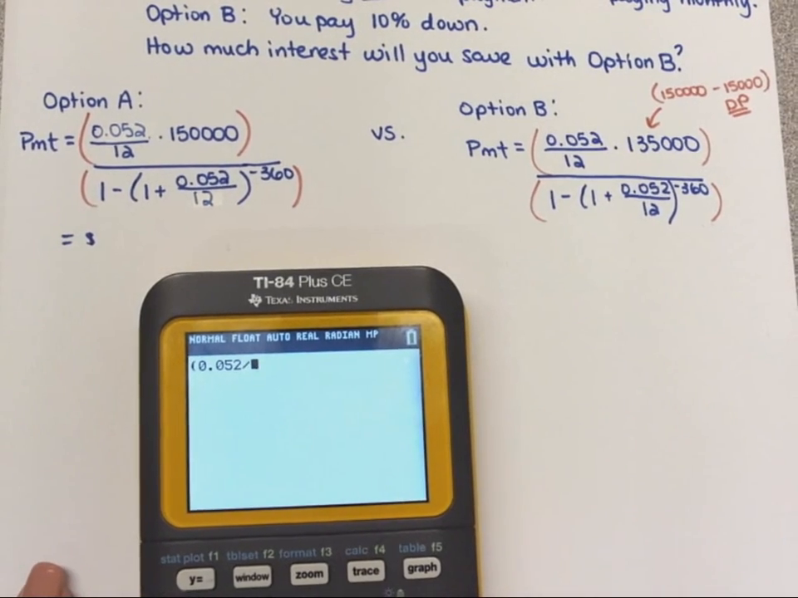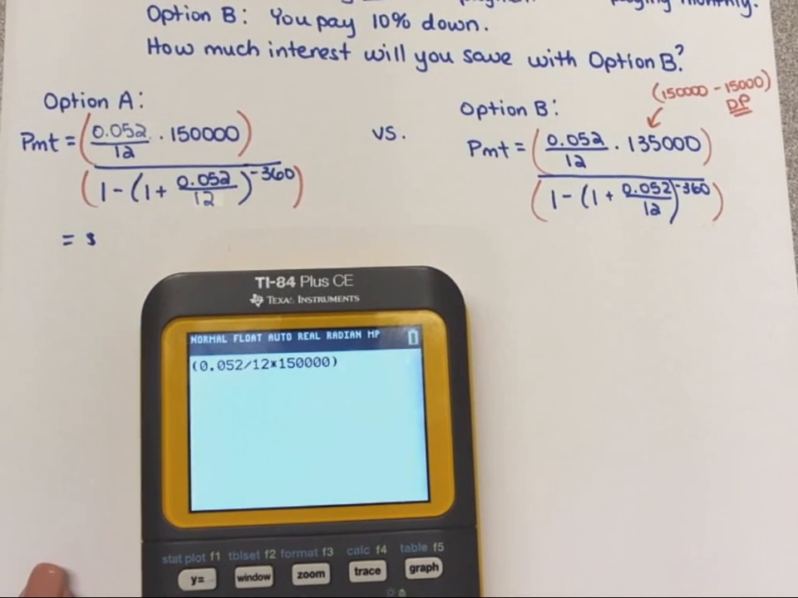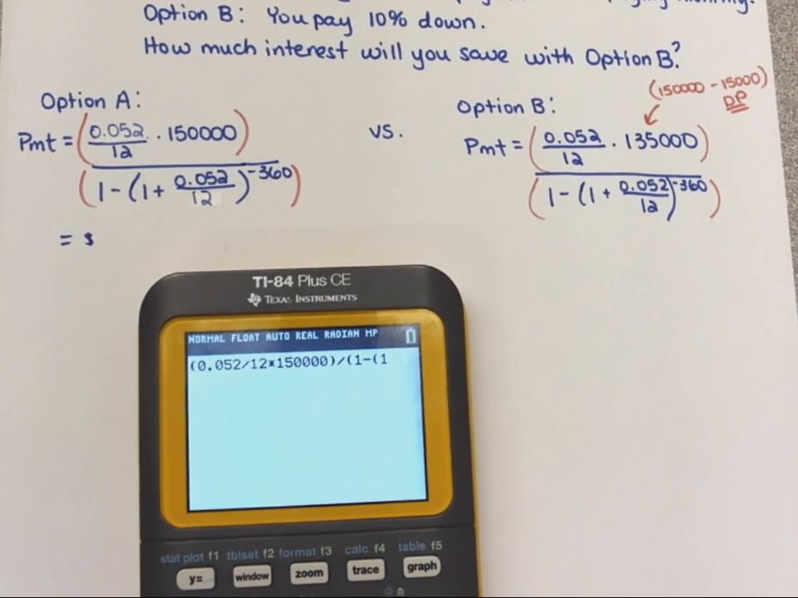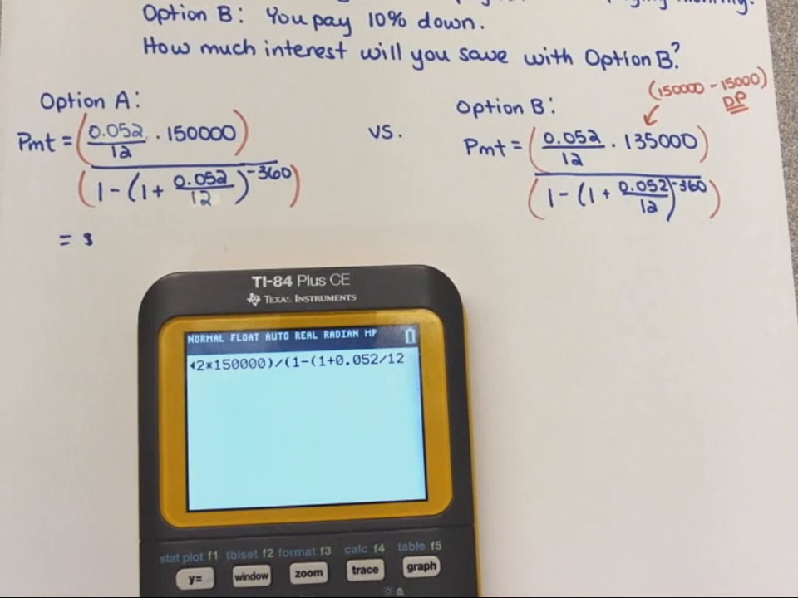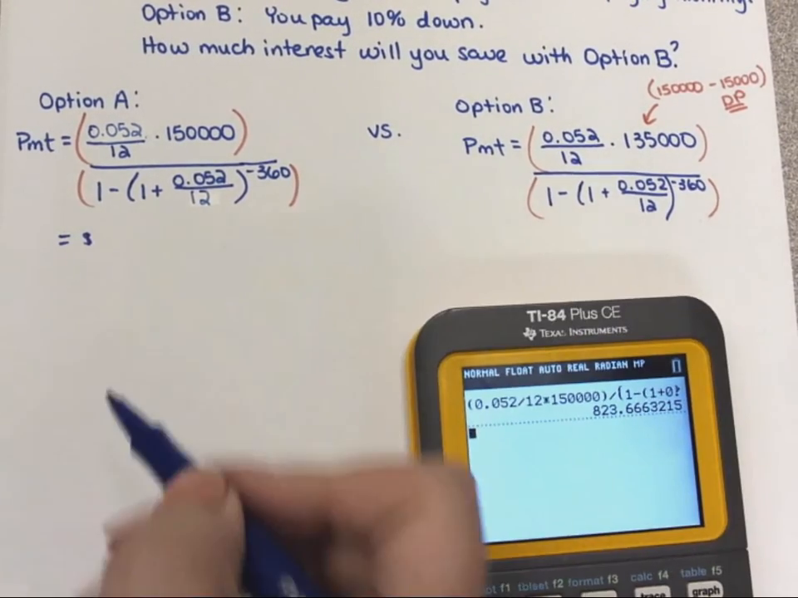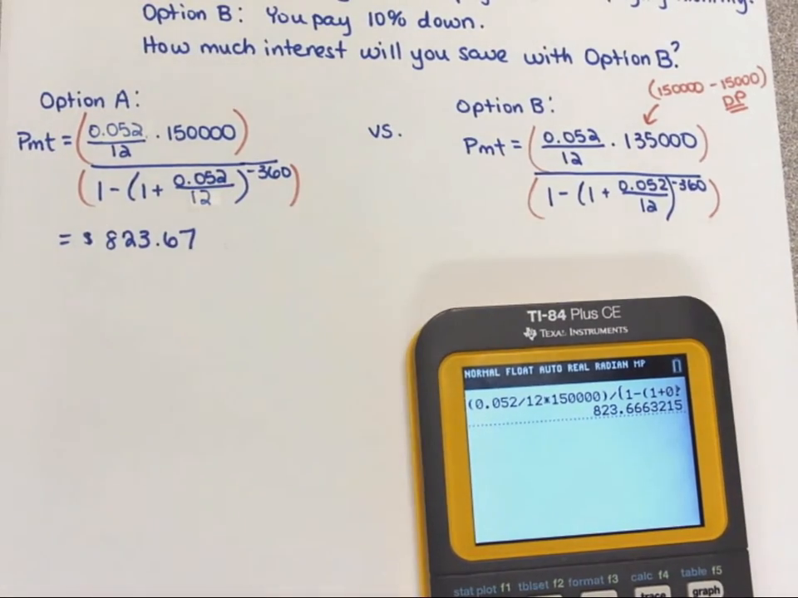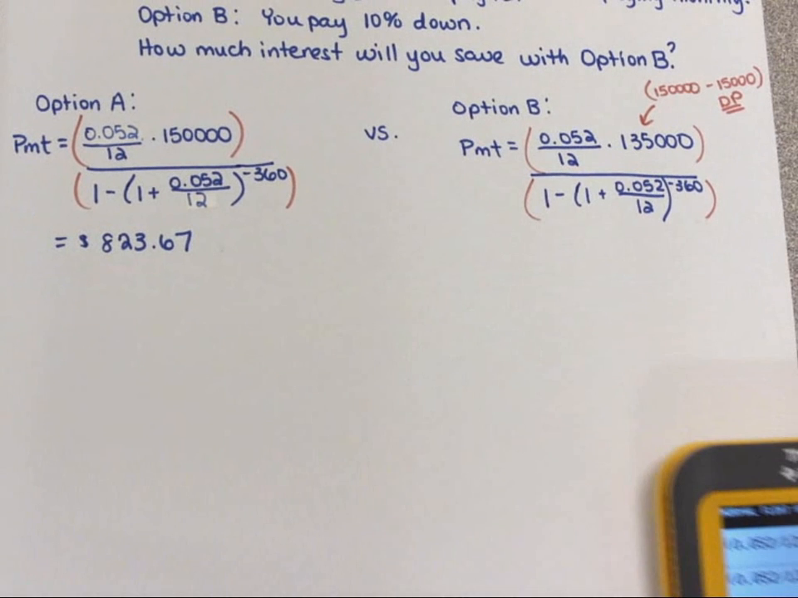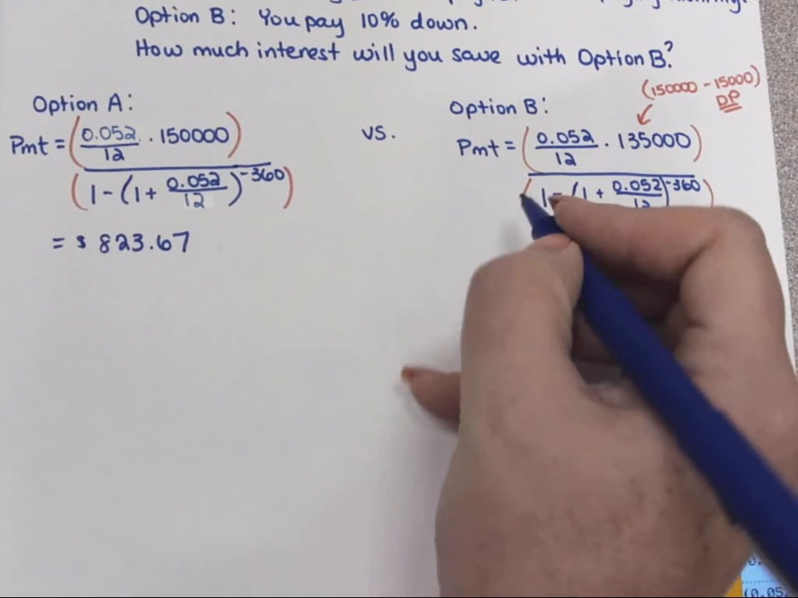All right, so let's do the first one. So 0.052 divided by 12 times 150,000. Make sure and do the right number of zeros. And then divided by parentheses 1 minus 1 plus 0.052 divided by 12, close parentheses, raised to the negative 360 power. Okay, so we end up getting payments that round to 823.67.